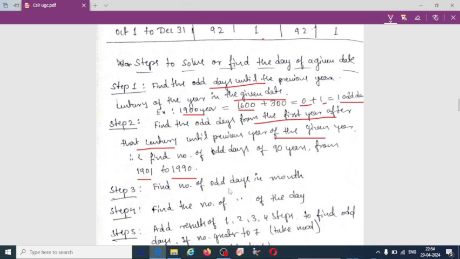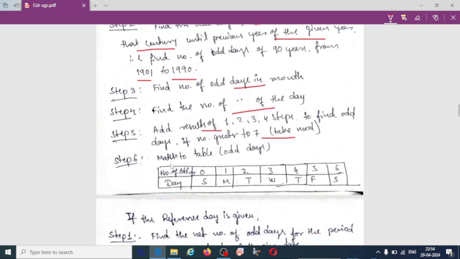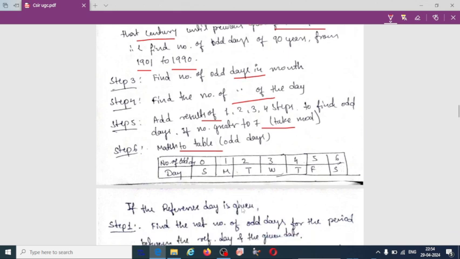Step 3, find the number of odd days in the months. Step 4, find the number of odd days of the day. Step 5, add the results of all the 4 steps to get the number of odd days, and take the mod of 7. Once you take the mod of 7, match the number of days you get with this table. 0 is for Sunday, Monday is the first day, up to Saturday, the 6th day.